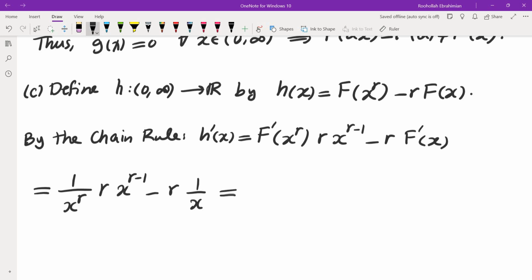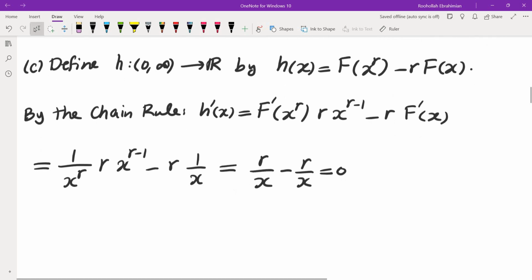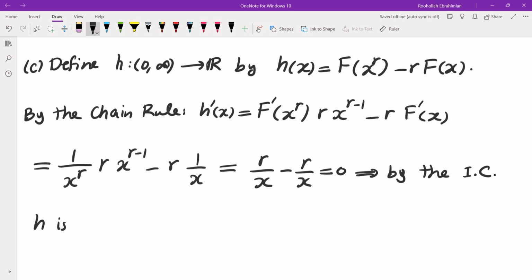Now I'm using the properties of exponents. So this would be R over X, because the exponents must subtract when you have a ratio, minus R over X, which is 0. So that means H must be a constant function. By the identity criterion, H is a constant function.